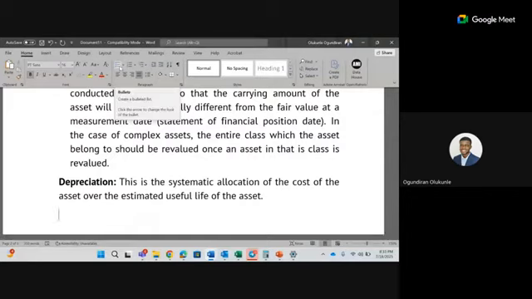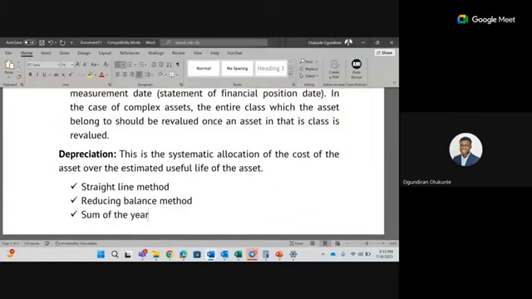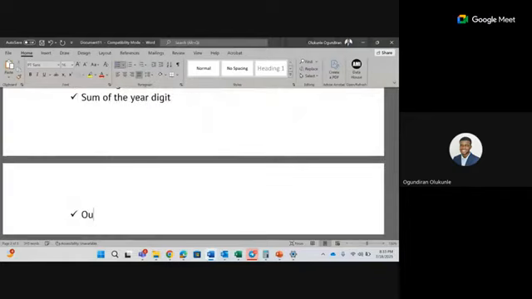Is it 10 now or 8? We used to mix it up. Now, there's accounting estimates, accounting policy and error. So the systematic allocation of the cost over the estimated useful life: an entity can decide to use either a straight line method, reducing balance method, sum of the year digits, or even output basis.